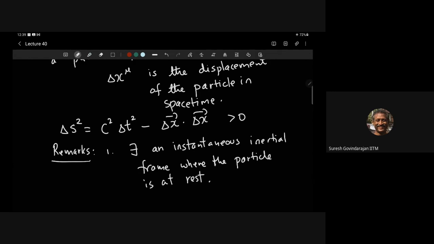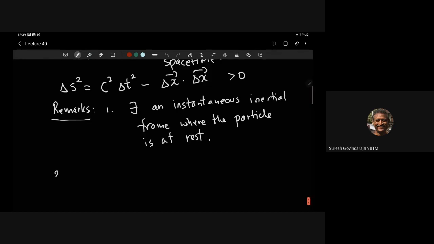Remember, I'm saying that the particle could be accelerating, but at any instant it has a given velocity. So for that instant, I can find a frame. Next instant, I have to find a different frame. So that's all I'm saying. So in that frame, delta x will be 0. And that's again one way of saying that delta s square is greater than 0.